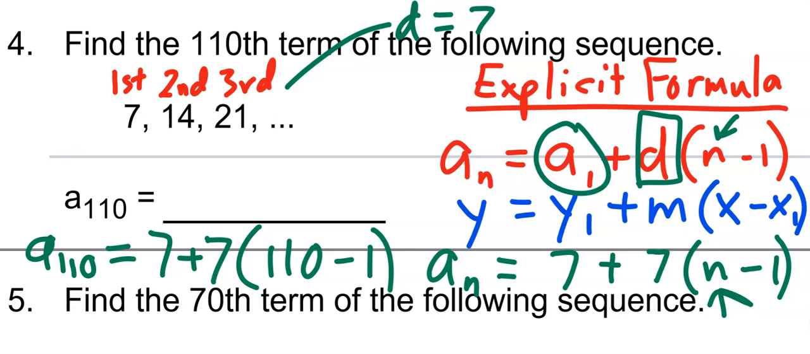Okay? So, did you get something just under 800? 770? That's exactly what you should have gotten. 770. So, my advice would be just let the calculator do the walking on that one.